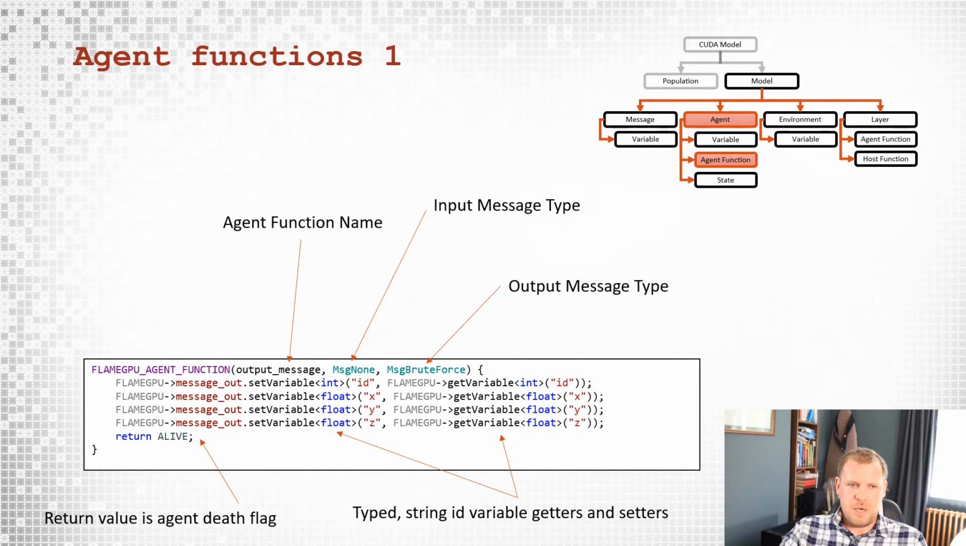And we can see the way in which we interact with the API on the device is that we use this FLAME GPU singleton object to specify the message out and set a particular variable. So this message out variable is defined as having an ID and an X and a Y. And we can query the properties of agents by saying FLAME GPU get variable. The last thing that you notice here then is that we return a value which represents whether or not the agent persists within the simulation after the execution of this agent function.